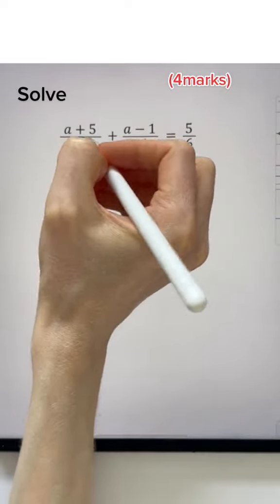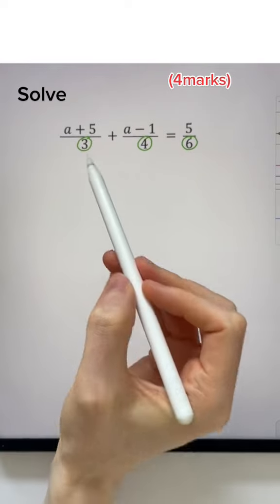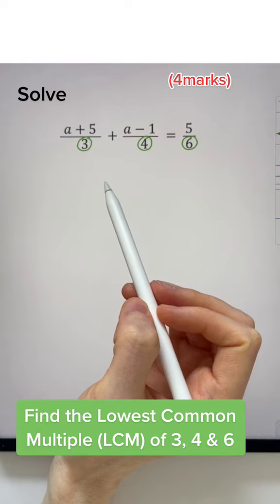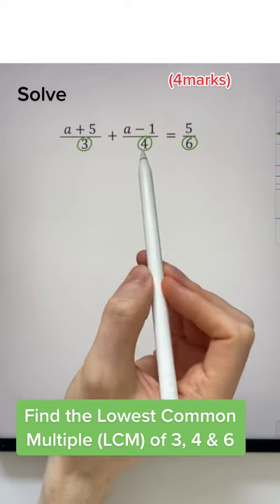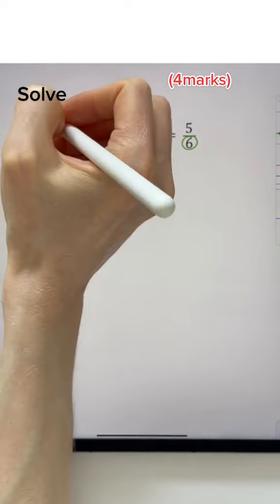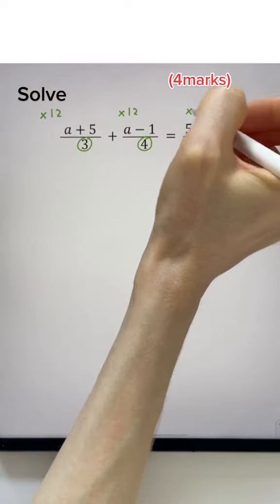As we never like dividing in mathematics, the opposite of divide is to multiply. My first step is to find the lowest common multiple of all three denominators, i.e. what's the first number that appears in the 3, 4 and 6 times table, which in this case is 12. Therefore I'm going to multiply my whole equation by 12, and it guarantees to eliminate all the denominators in one go.